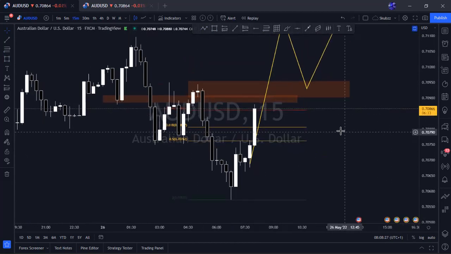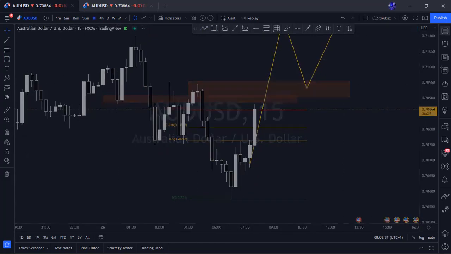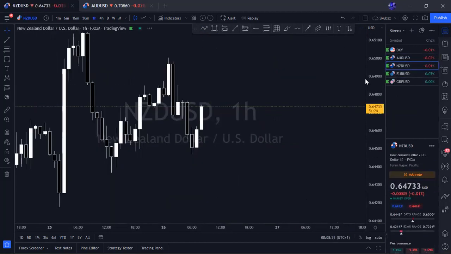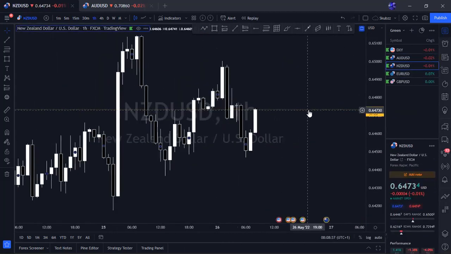You guys should just keep an open mind and flow with the market. Yeah. So now let's go to NZD-USD and see what NZD-USD holds for us today. It's almost the same thing, but NZD-USD is much more clear. Yeah, the shift in market structure is much more clear.